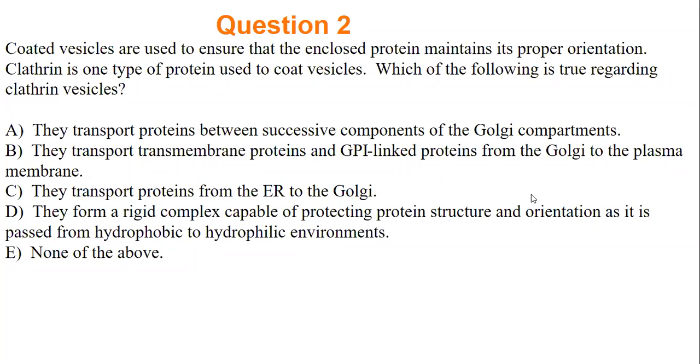Hopefully that's inside your head a little bit better now that you had to think about it and see the correct answer. But it is B. They go from Golgi to plasma.